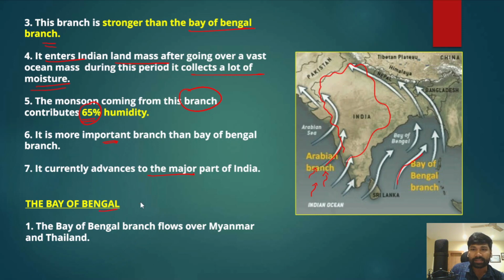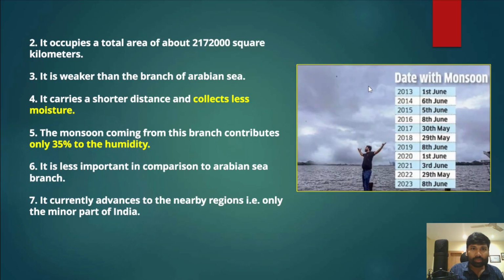Now we'll briefly understand the Bay of Bengal branch also. So the Bay of Bengal branch flows over Myanmar and Thailand also. Now you can clearly see the influence of the Bay of Bengal branch. It flows through the Thailand region, the Myanmar region, and even Bangladesh, entering northeast India and covering much of the Indo-Gangetic plains over northern India. And in fact, this particular Bay of Bengal branch also occupies around 21,72,000 square kilometers over the Indian subcontinent.